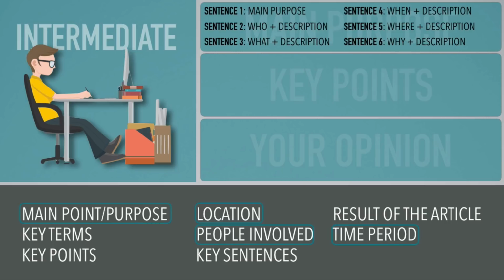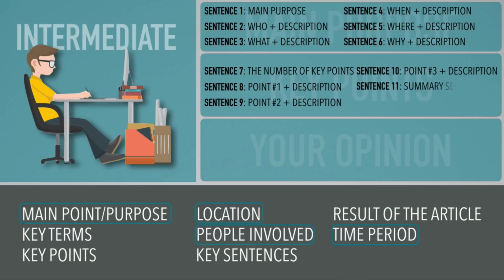talking about. Sentence 3, what, plus a description. Again, more information. Sentence number 4, when, plus a description. Sentence 5, where, plus a description. And sentence 6, why, plus a description. Now, don't worry. In a few moments, I'm going to show you exactly what patterns you need to make these sentences perfectly, okay? Now, the key points section is also expanding.